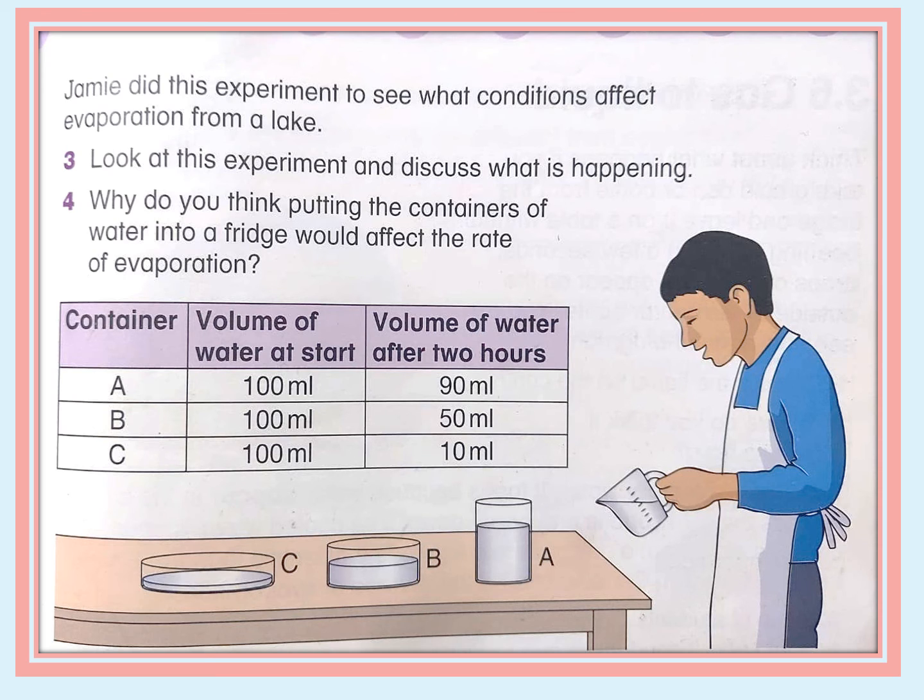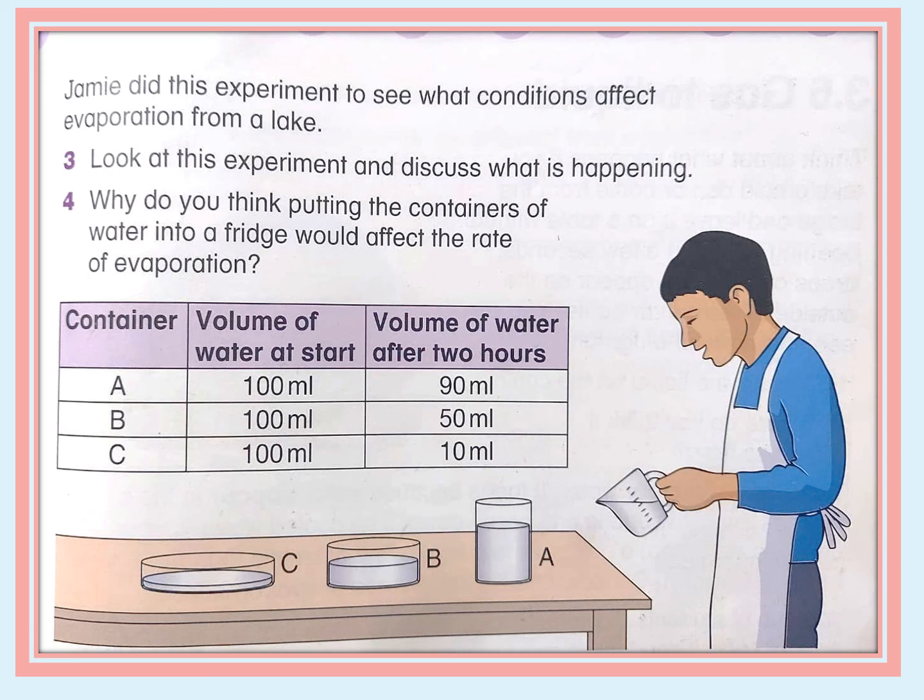As you can see in this table, for container A of water, the volume of water at start is 100 ml and the volume of water after 2 hours is 90 ml. For container B, the volume of water at start is 100 ml and the volume of water after 2 hours is 50 ml. And for container C, the volume of water at start is 100 ml and the volume of water after 2 hours is 10 ml. So which container of water evaporates fastest and which one evaporates slowest?